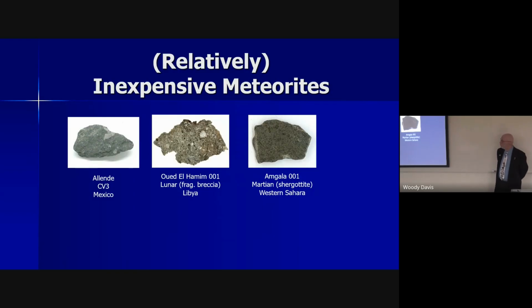And if you're looking to maybe spend a little more money, but buy a relatively inexpensive carbonaceous chondrite like Allende, or a lunar like Oued 001, or a Martian one like Amgala 001, those are, again, for those types of meteorites, relatively inexpensive.